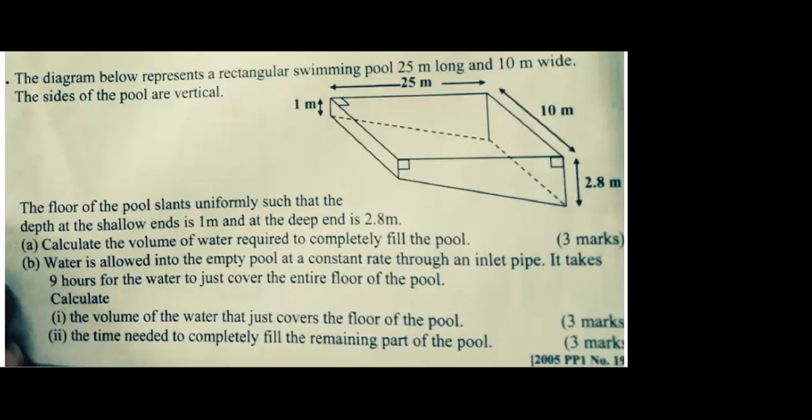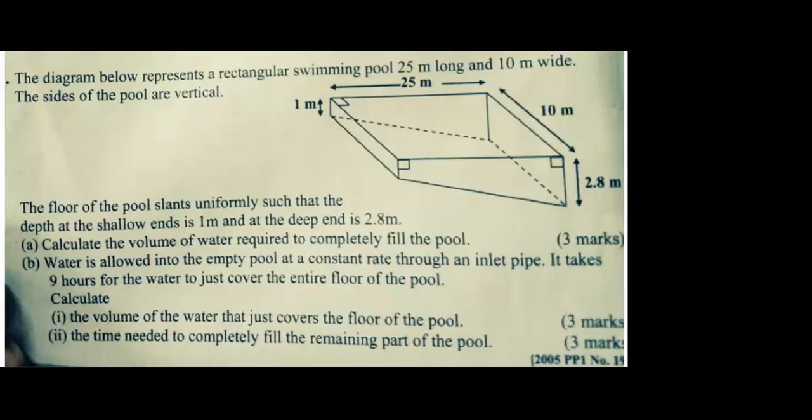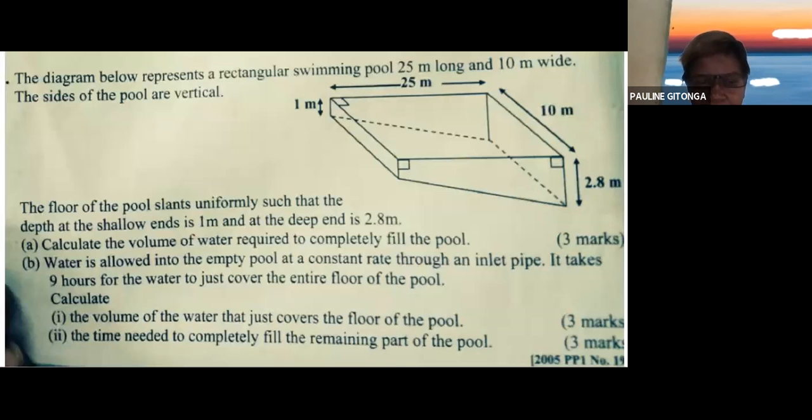The question says the diagram represents a rectangular swimming pool which is 25 meters long and 10 meters wide. So 47.5 meters squared multiplied by 10 meters to get the volume of the pool, you get 475 cubic meters. Yes, correct. The next part: the water is allowed in the pool at a constant rate through an inlet pipe for 9 hours for the water to just cover the entire floor of the pool.